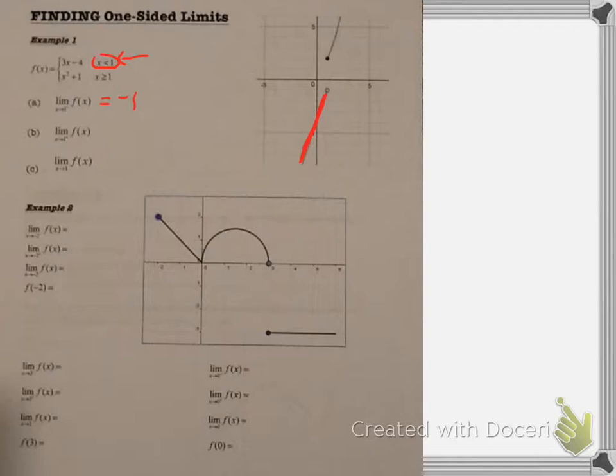Then we switch gears, we go the limit as x approaches 1 from the right, and in this case it looks like 2. And so then we still want to remind ourselves of the overall conclusion, right? If one had asked me, find the limit as x approaches 1 in general, in this case I'd have to say doesn't exist, because these two guys are not the same. So why don't you pause the video and try example 2, same idea, and see if you can get those 4 questions.